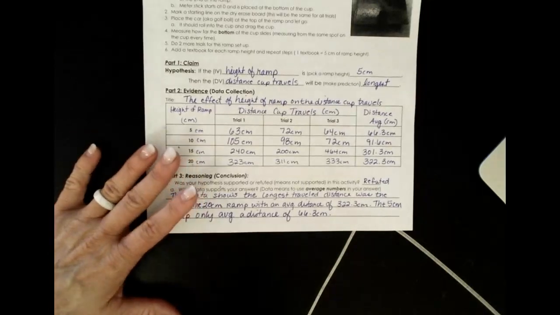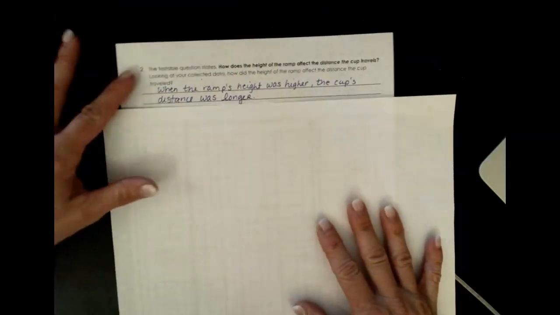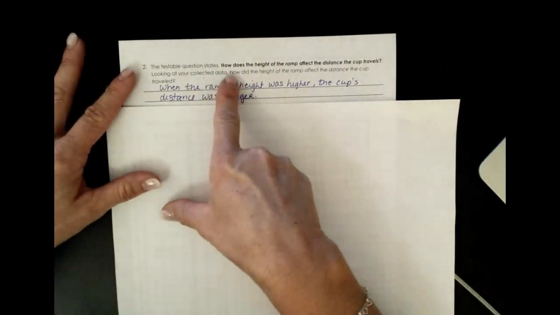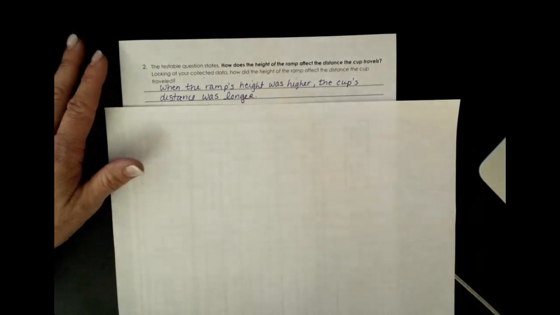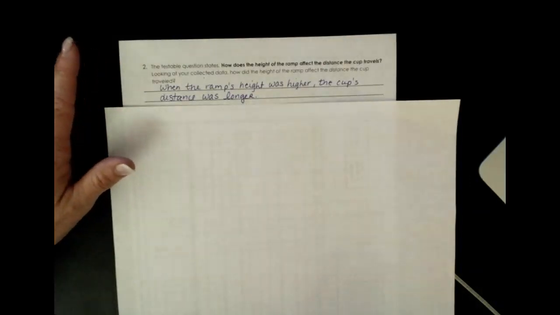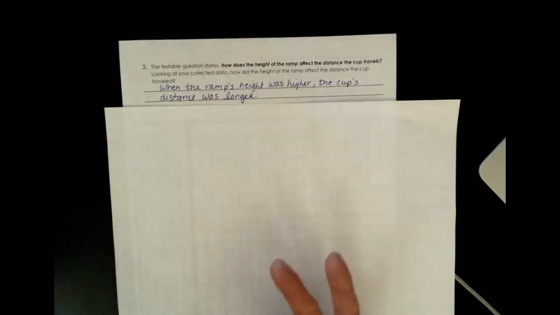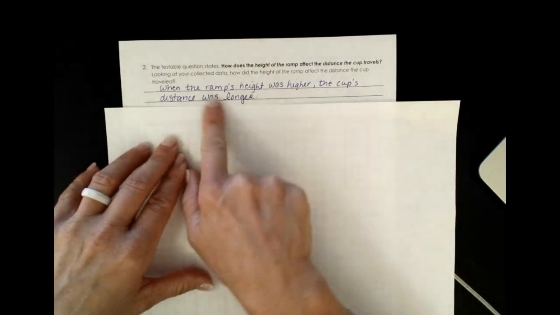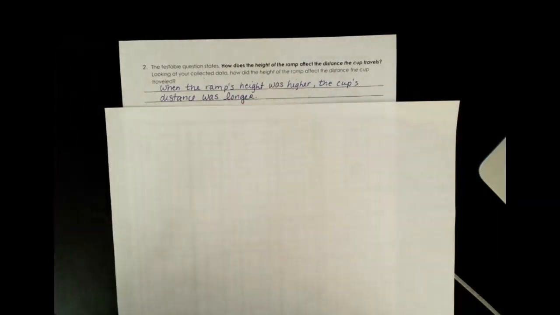So the next thing we're going to do is flip it over. Okay, so when we flip it over, the testable question states, how does the height of the ramp affect the distance the cup travels? So looking at the collected data, our data showed that as the ramp height increased, the cup traveled farther. So that's kind of what we had going on here. When the ramp height was higher, the cup's distance was longer. So that was the pattern that we showed.